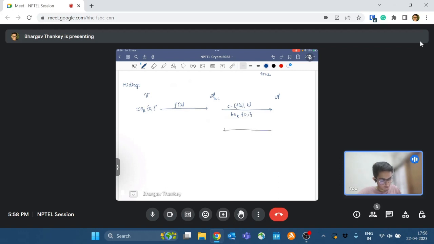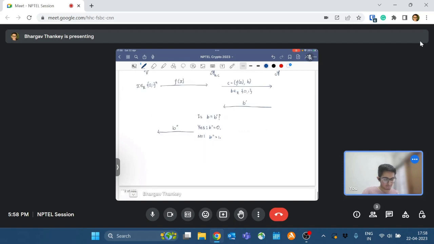Now A is going to reply with b prime, where b prime is the opening of this commitment, right? And what does A_HC do? It checks if b prime equals b. If yes, then set b double prime equals 0, otherwise set it to 1, and reply b double prime. So the guess of A_HC for the hardcore predicate HC of x is b double prime.